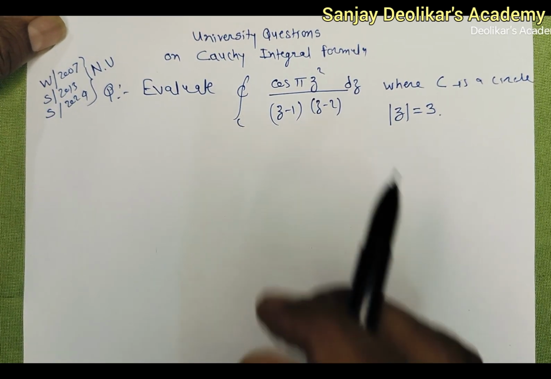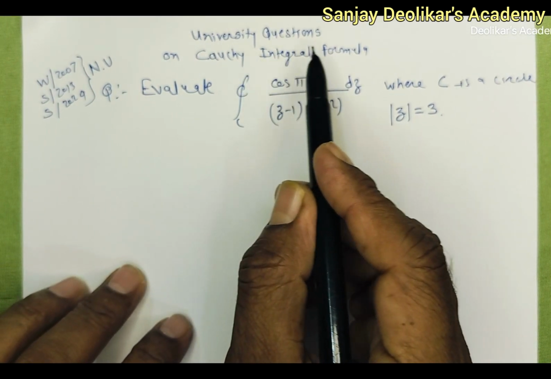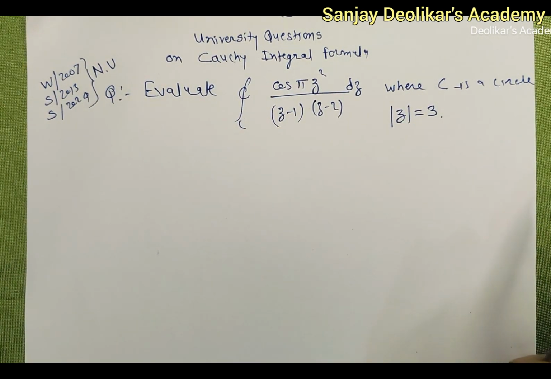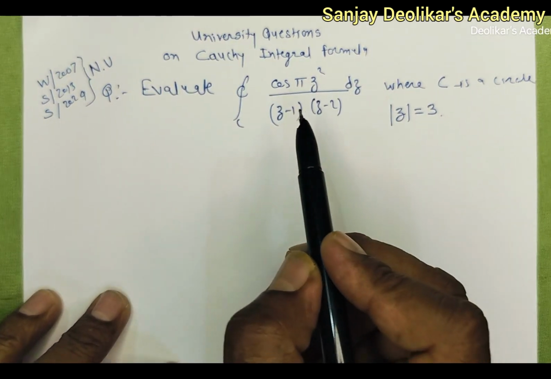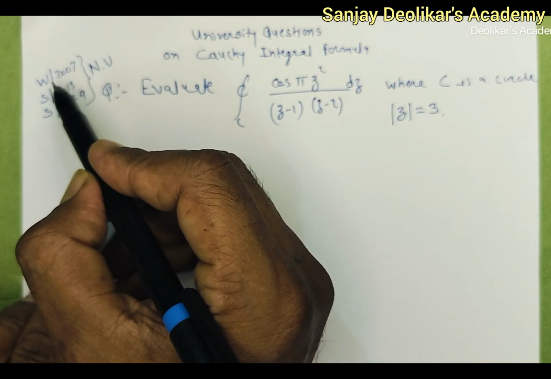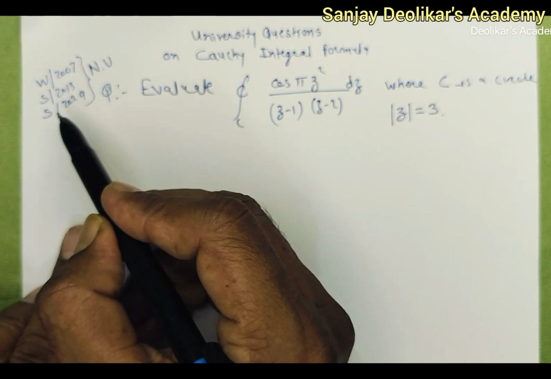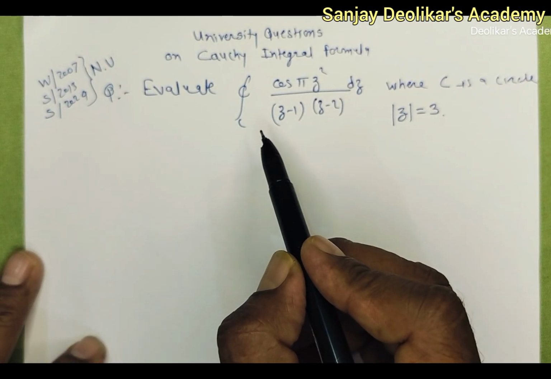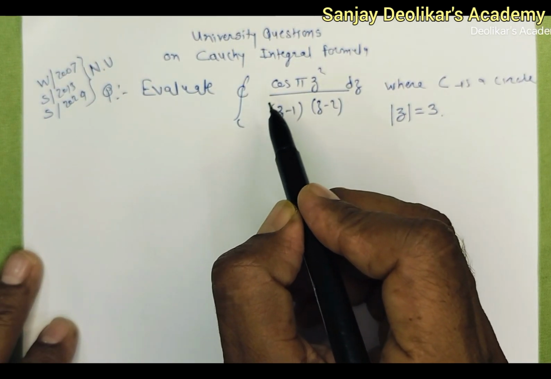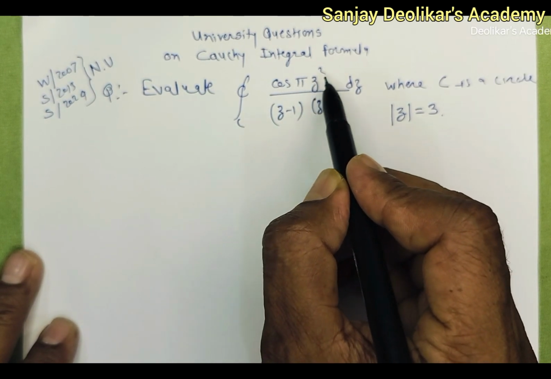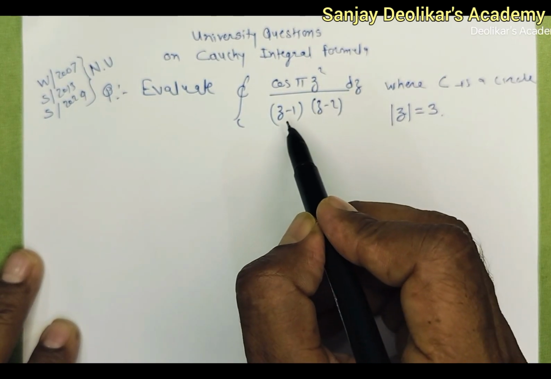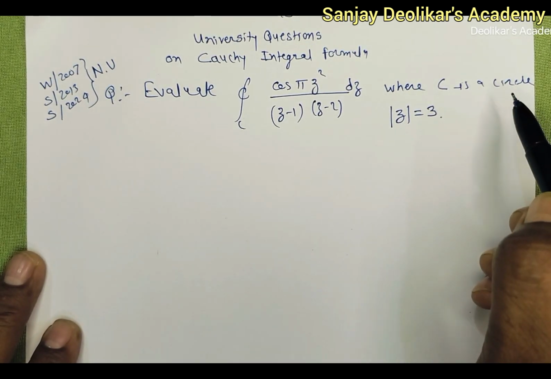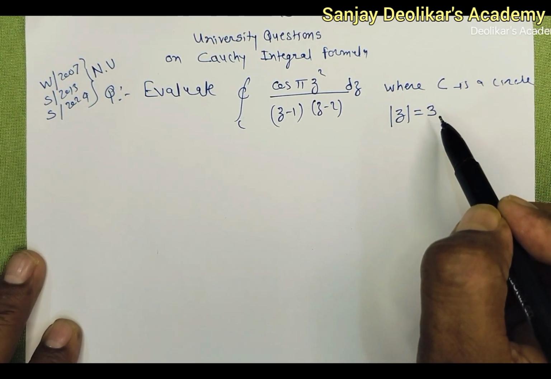Listen here, we shall see today university questions on Cauchy integral formula. In Nagpur University, the same question is asked three times: Winter 2007, Summer 2013, Summer 2024. The question is: evaluate the integration of cos pi z square dz upon z minus 1 z minus 2, where C is the circle mod of z equal to 3.